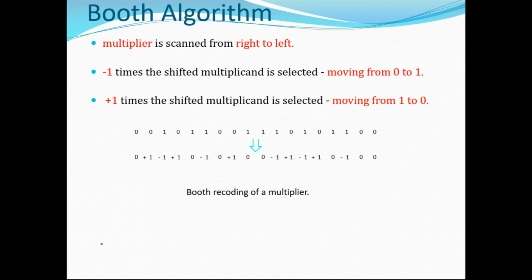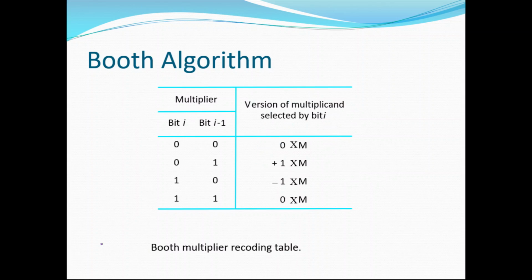That is what is being explained here. This particular table shows how Booth coding is done, as I have already explained. If bit i is 0 and bit i minus 1 is 0, then it will be 0. If bit i is 0 and bit i minus 1 is 1, that is when you are moving from right to left. This is the ith bit, this is the i minus 1th bit, and so on. The rightmost is first, then second, then third.